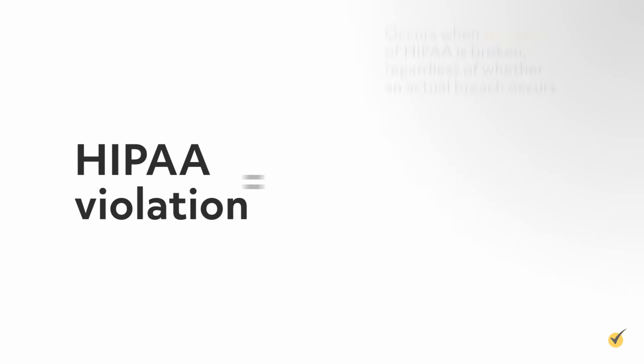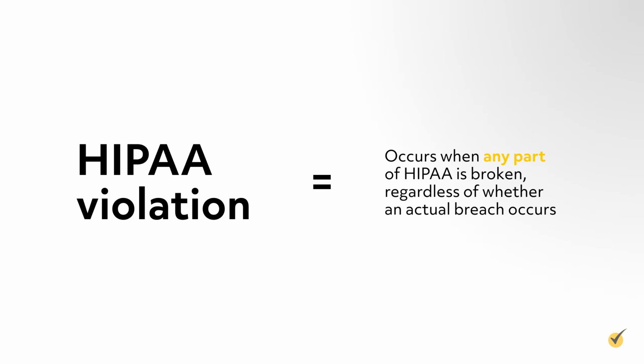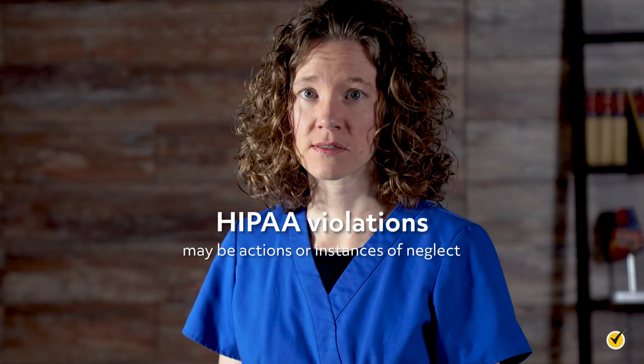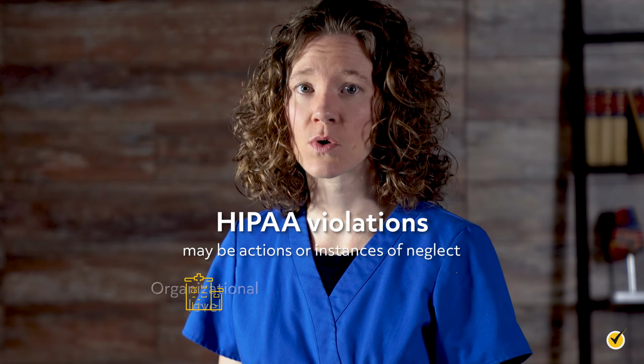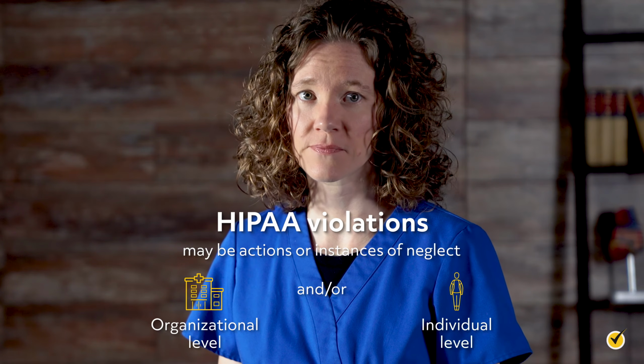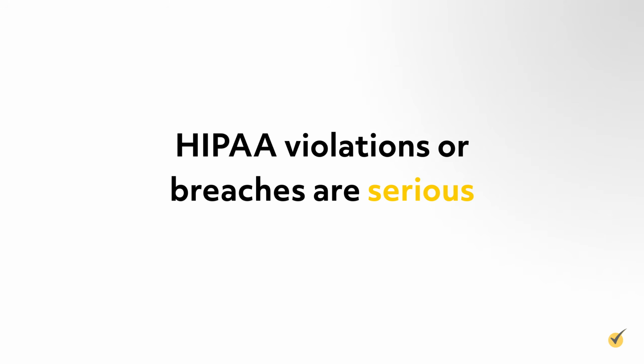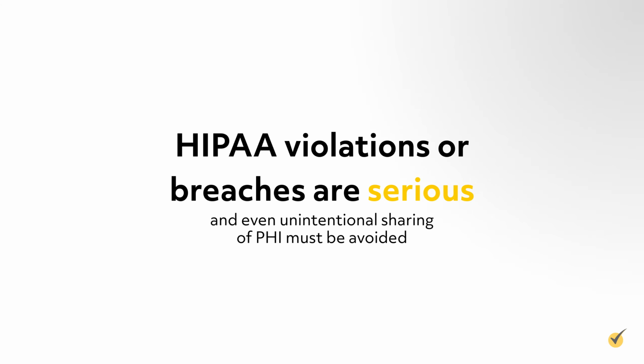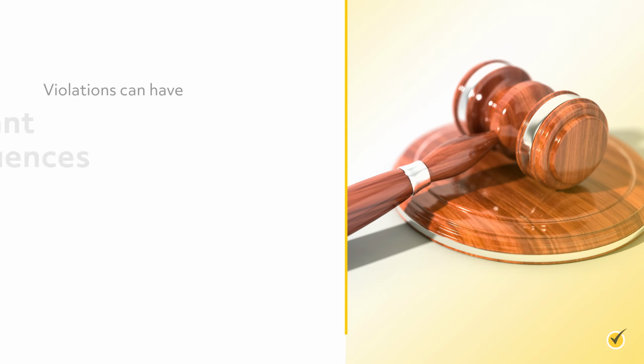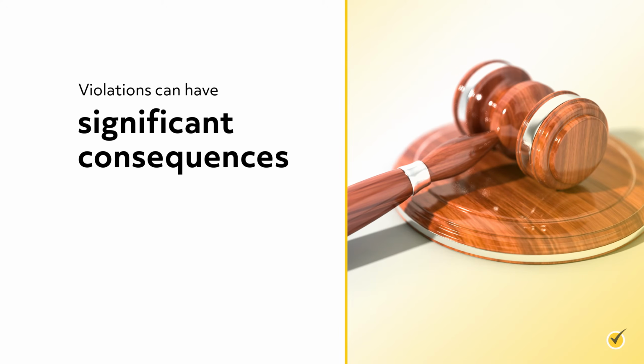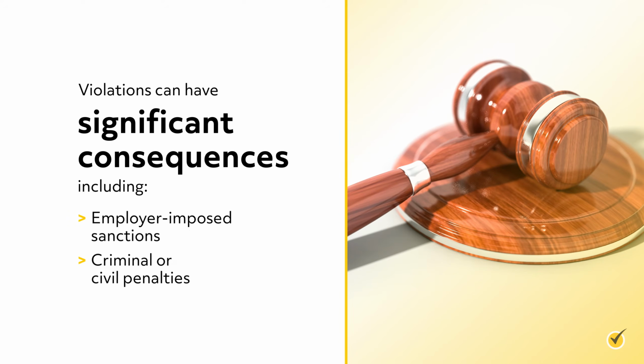A HIPAA violation occurs when any part of HIPAA is broken, regardless of whether an actual breach occurs. HIPAA violations may be actions or instances of neglect and can occur at an organizational or individual level. Potential HIPAA violations or breaches are serious, and even unintentional sharing of PHI must be avoided. Violations can have significant consequences, including employer-imposed sanctions and criminal or civil penalties.